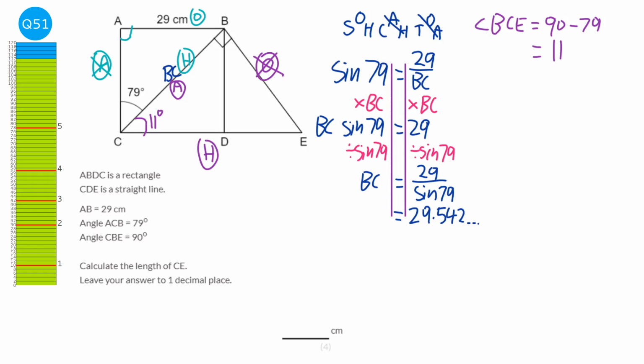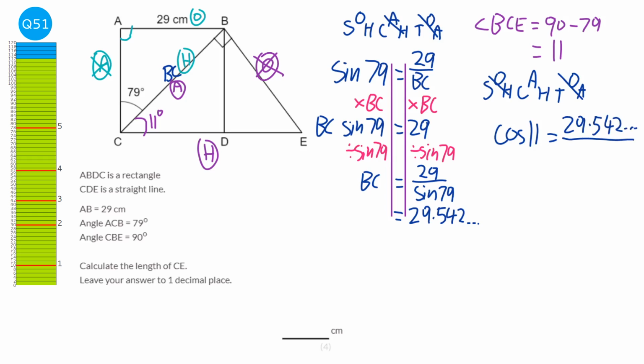So let's do our little triangles now, find out which one we're using. So we're not using O, so we get rid of sine and tan, and it's going to be a cos. So it's going to be cos 11 equals the adjacent, which is the BC value we've just worked out, over the hypotenuse, which is CE.